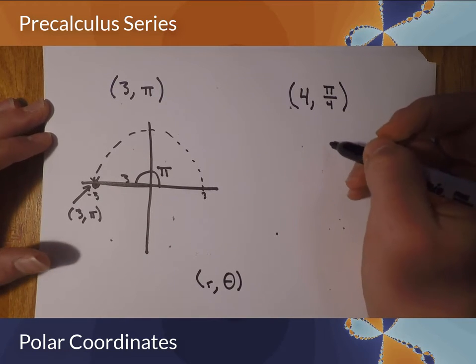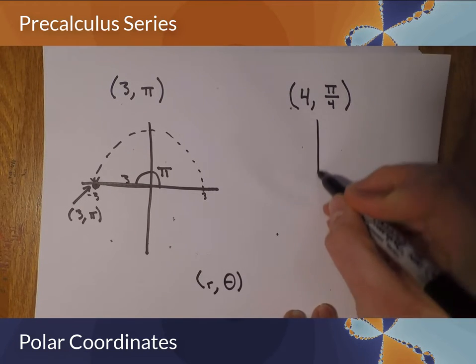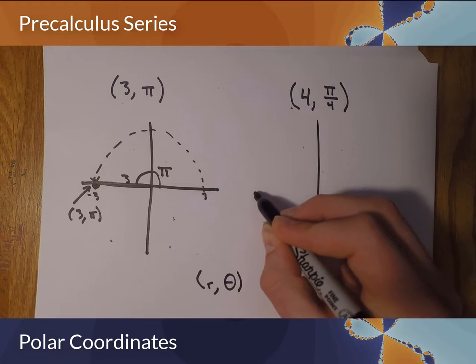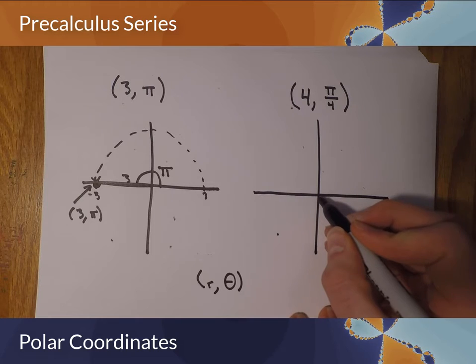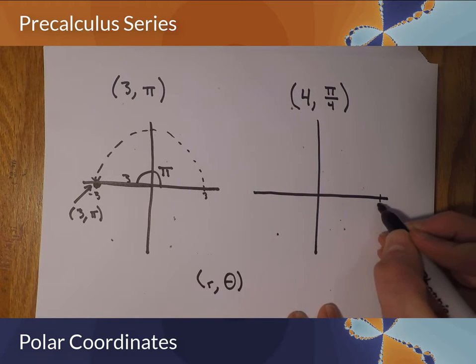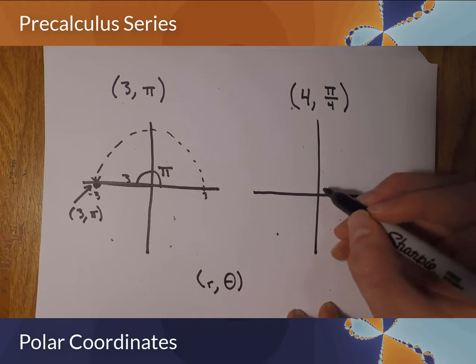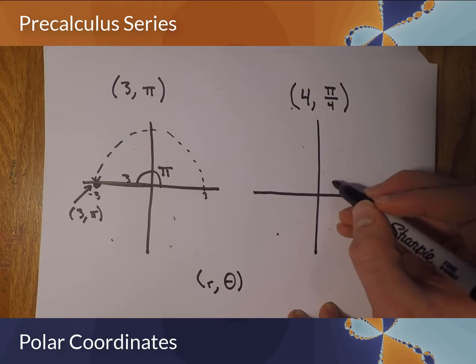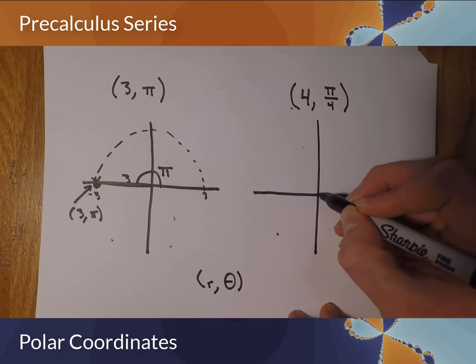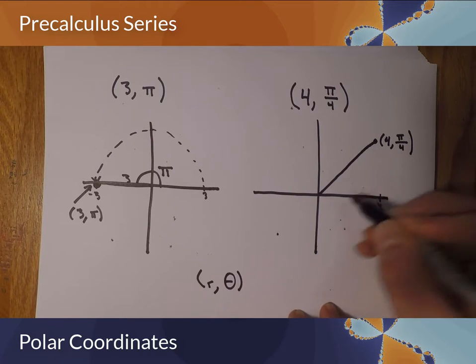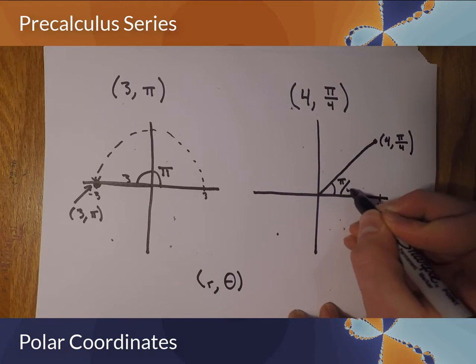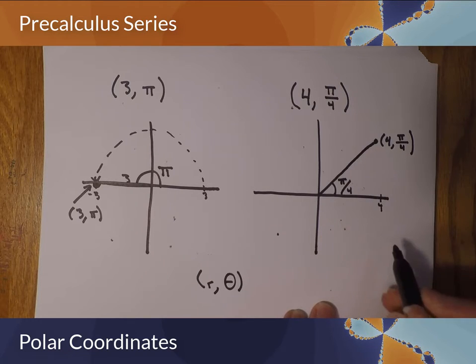So now 4, pi over 4. Let's just make our axes here, and let's try the same thing again. Alright, so first you need a radius of 4, so you need to go 4 out. And now you need to create an angle, theta, that's pi over 4. So pi over 4 is right here, and so the point 4, pi over 4 is right there, and you can see here pi over 4. That's the angle formed there.